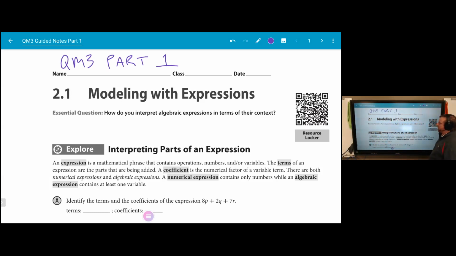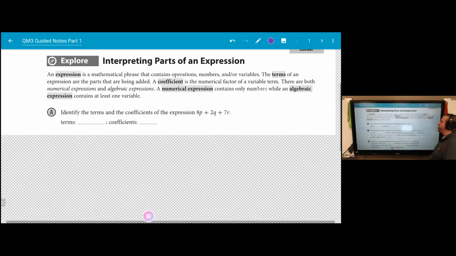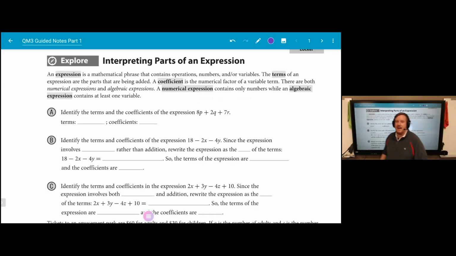Part 1, modeling with expressions. QM3 part 1, it's right there. All right, what do we have? It says interpreting parts of an expression. You know when you got this many gray highlighted things, you know it's going to be a big thing. So let's see, we got expression, terms, coefficients, numerical expression and algebraic expression. What did those mean? Okay, let's go with expression.